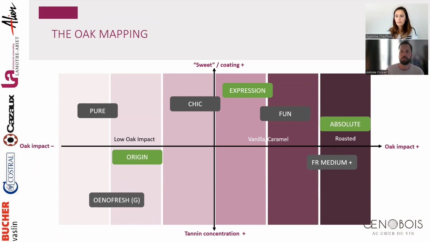And it can be interesting to do some blend. I mean, for example, you can work with a little bit of origin staves with a little bit of absolute staves to bring concentration of tannin and to bring freshness and complexity.